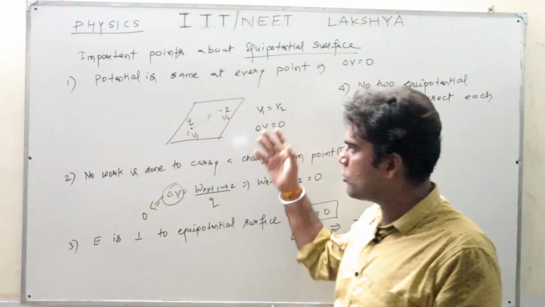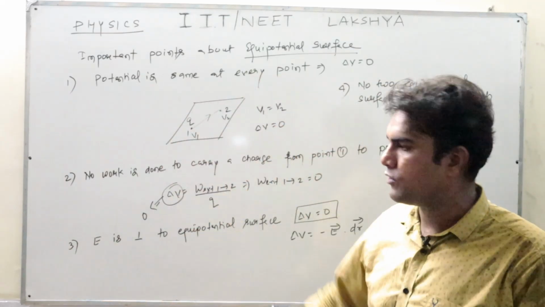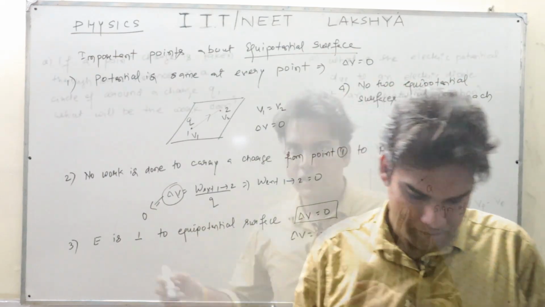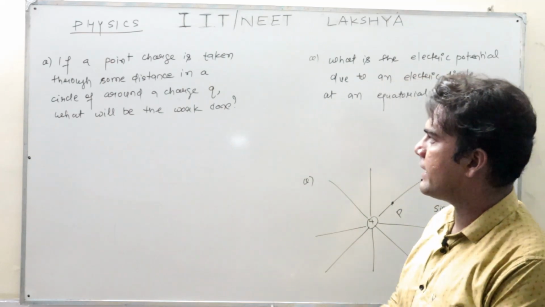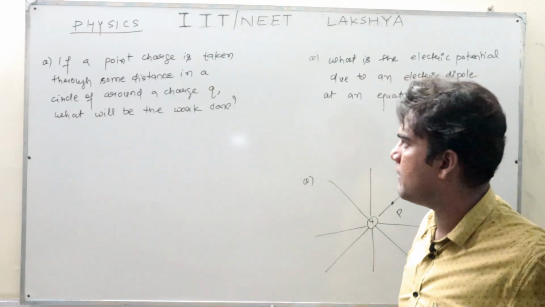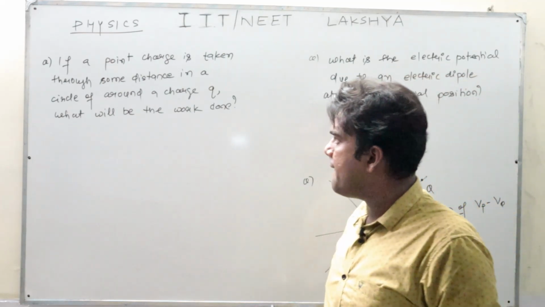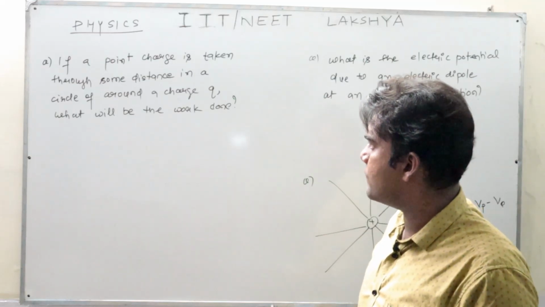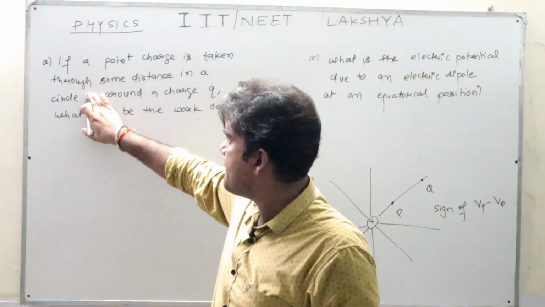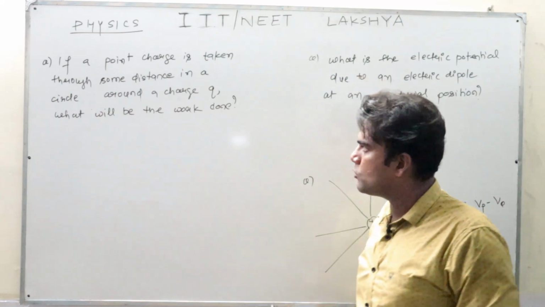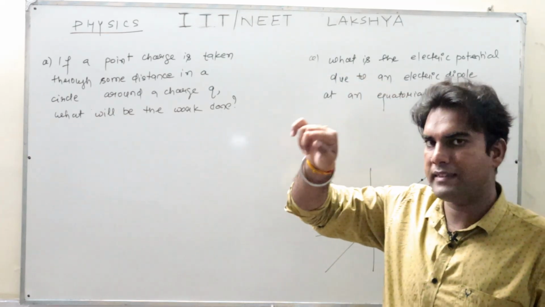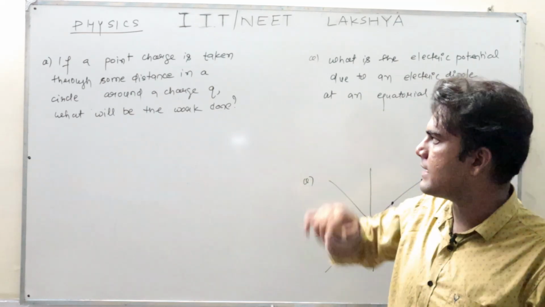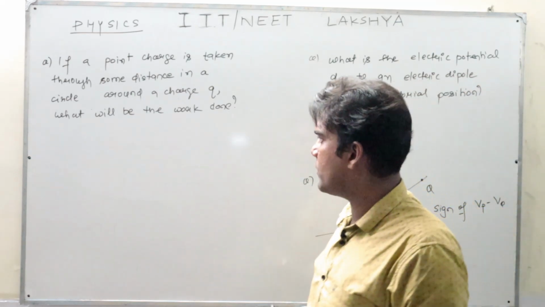And now I am going to take some questions based on this concept. You can note it down. So let us take up this problem. The question is: a point charge is taken through some distance in a circle around a charge q. I mean, the point charge is made to move in a circle around a charge q. What will be the work done?